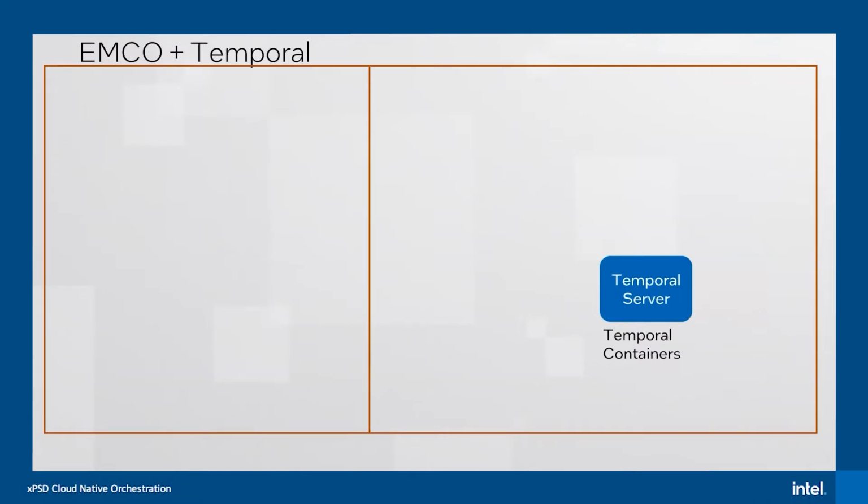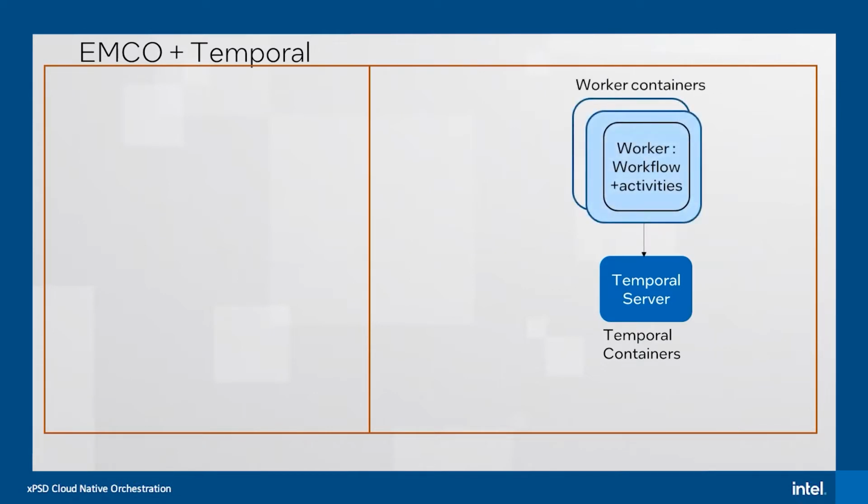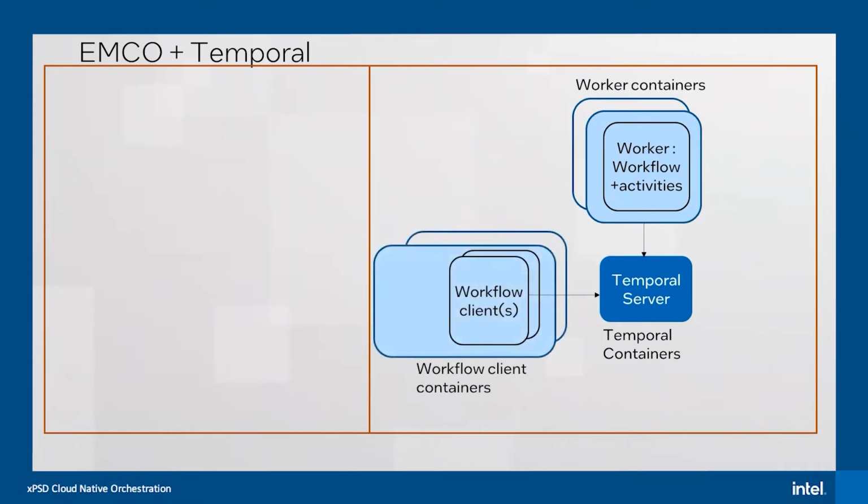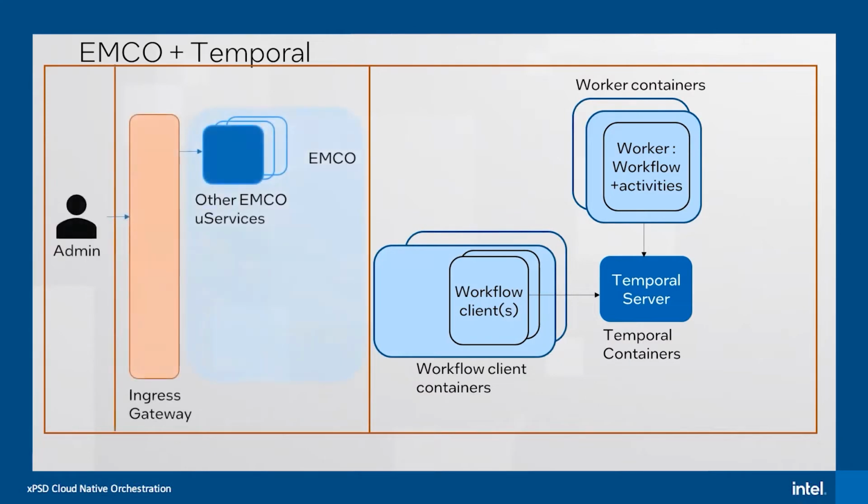To understand how MCO works with temporal, let's say a temporal server is running in a cloud. The workers may be running in containers, maybe in a different cluster. The workflow clients also execute in containers, possibly in a remote cluster. MCO's microservices may be deployed in some other Kubernetes cluster fronted by an API gateway.